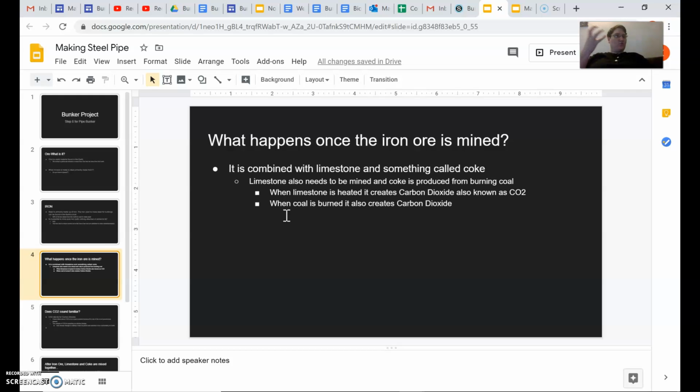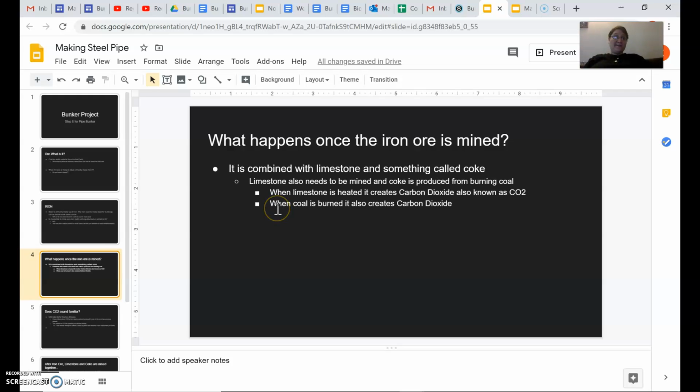And coke. So coke, not Coca-Cola, guys, sadly. Coke is like we heat up coal, all that nasty coal that we've talked a lot about this year. We get it to a certain temperature, we heat it up, and we can extract something called coke from that coal. So both limestone and the iron need to be mined, and coke is produced from burning coal.